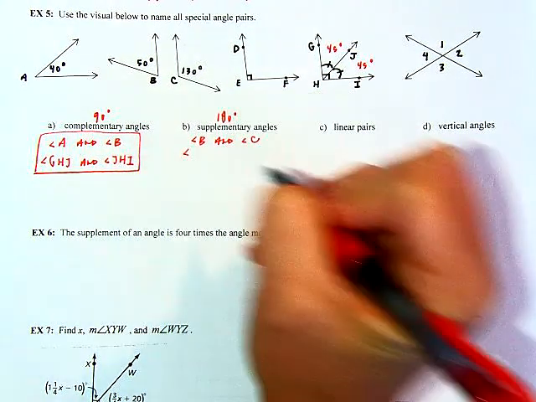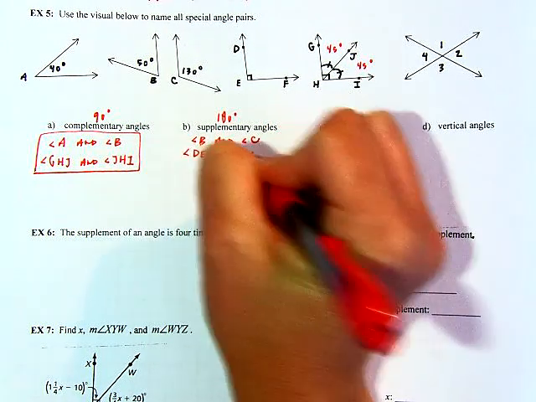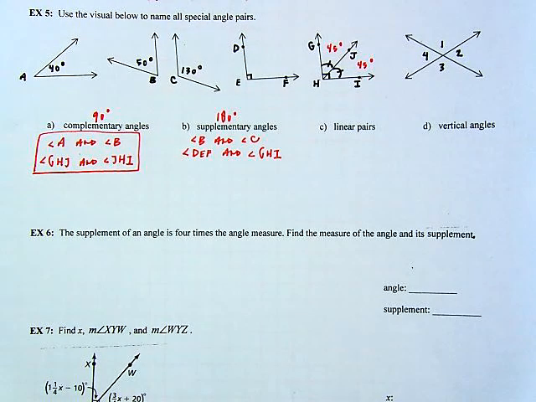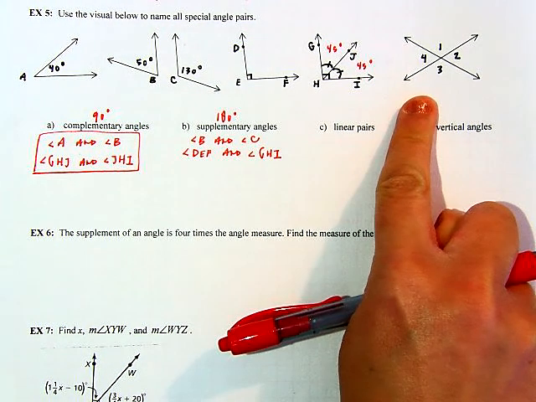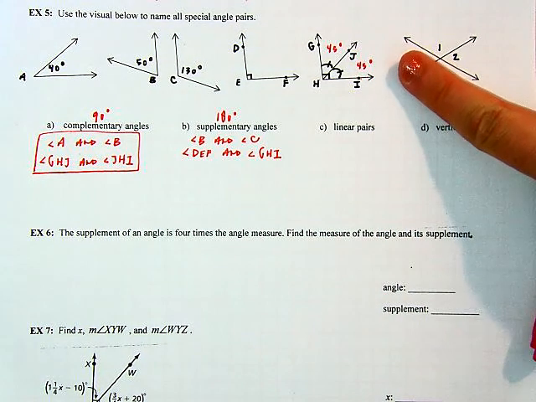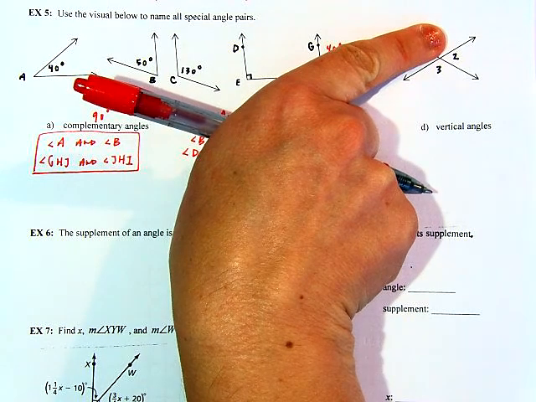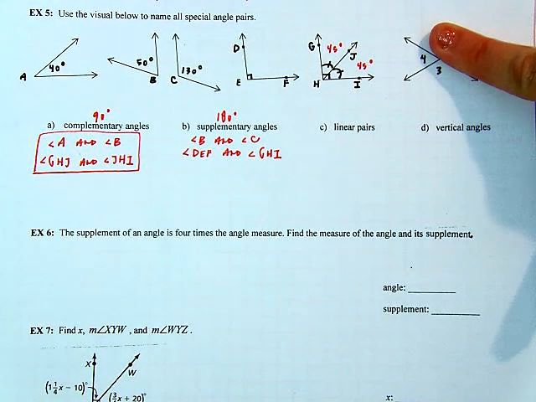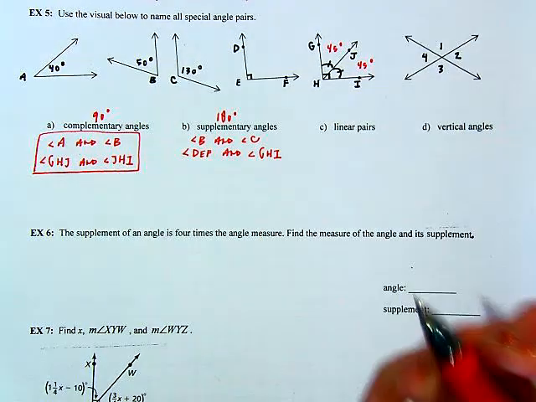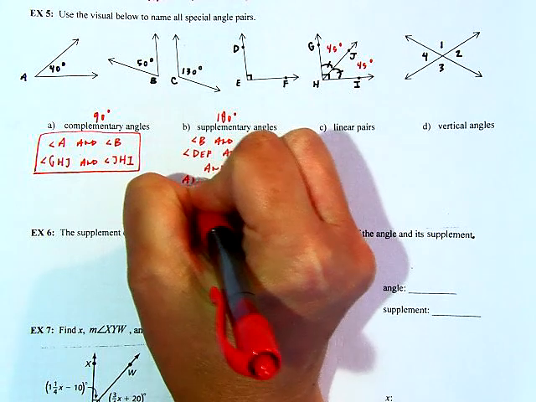So I could say angle DEF and angle GHI, using that three-letter notation. And then over here I have another visual. Anything that's a linear pair would always be supplementary too. So angle 1 and 2, angle 2 and 3, angle 3 and 4, angle 4 and 1, those would all be supplementary as well. So let me add that. And all linear pairs.